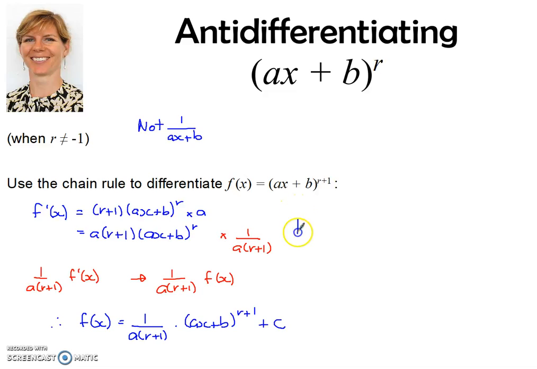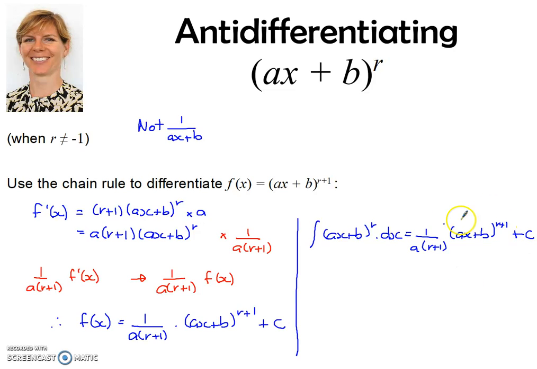Okay, so just to formalize that, what we're saying is that if we are integrating ax plus b to the power of r with respect to x, then that will give us 1 over a times r plus 1, ax plus b to the r plus 1, plus c. Okay, and if you differentiate this using our chain rule, then you'll see that as you bring this down over here and then you multiply by the derivative here, that cancels out, and what you end up with is our ax plus b to the power of r, which is what we're looking for.